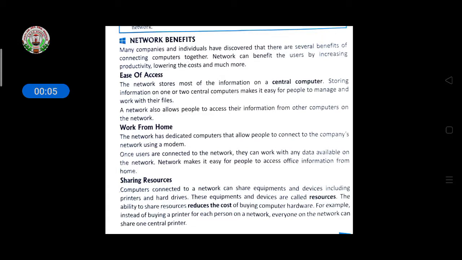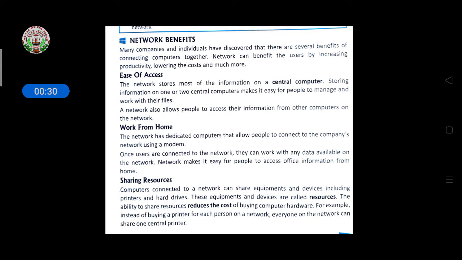So, children, last class we had discussed network benefits. Some network benefits are ease of access. The network stores most of the information on a central computer. It means stored in a server, and storing information on one or more central computers makes it easy for people to manage and work with their files.